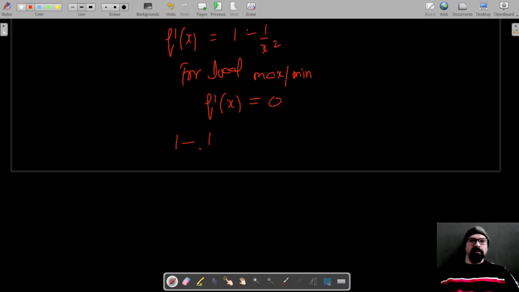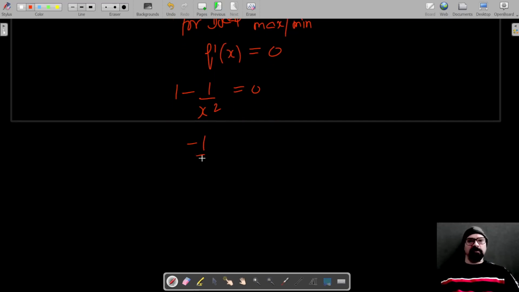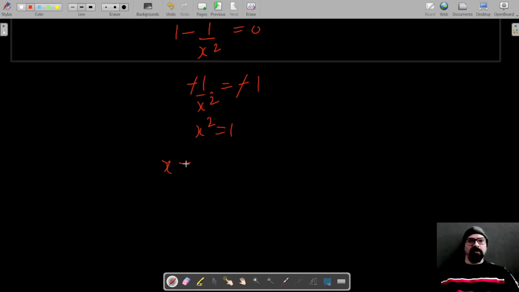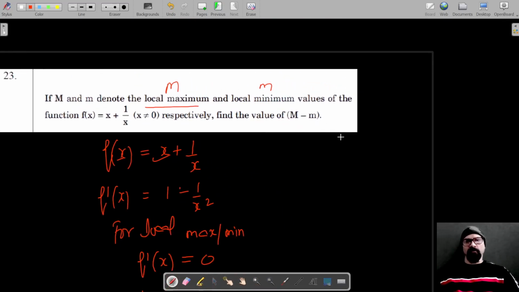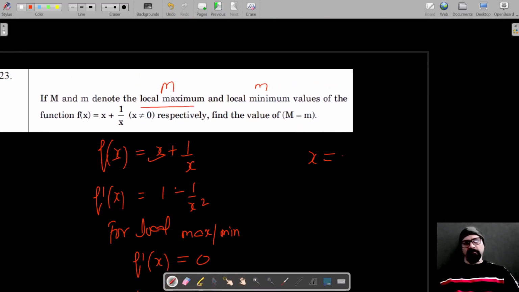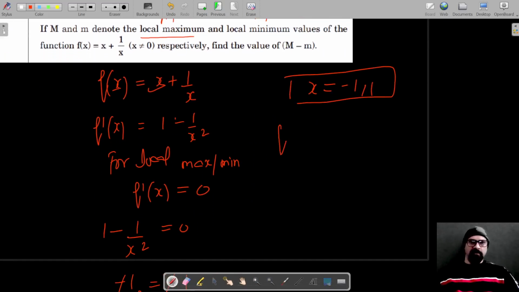So this is 1 minus 1 by x squared, which is equal to 0, which gives me 1 by x squared is equal to 1, and x squared is equal to 1. So x is equal to plus minus 1. So our values for x, so x is equal to negative 1 or 1. And let's find out the second order derivative using the second order derivative test. So f double dash x would be the differentiation of this.